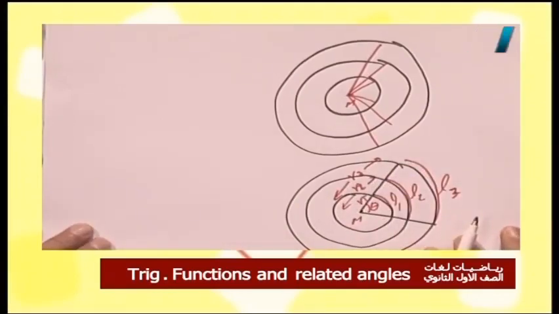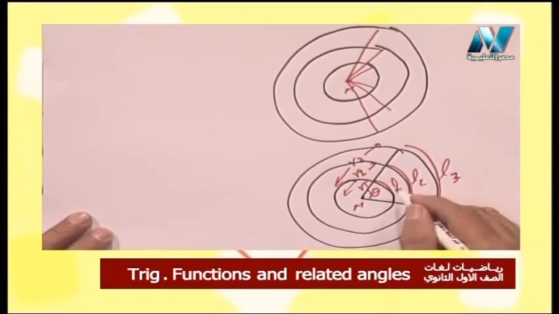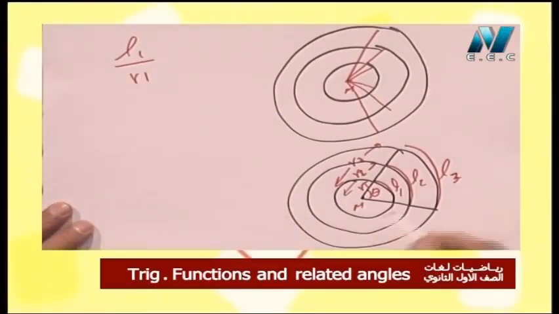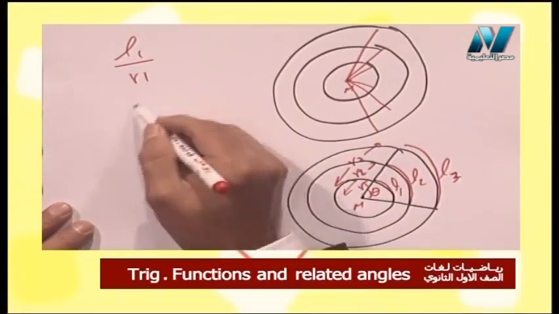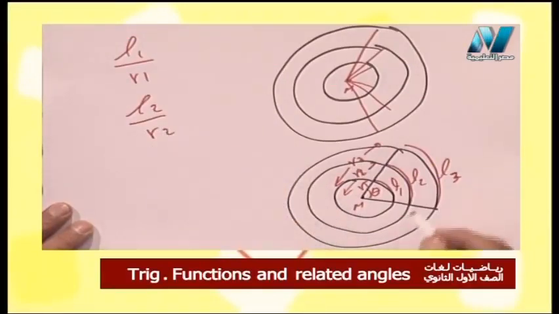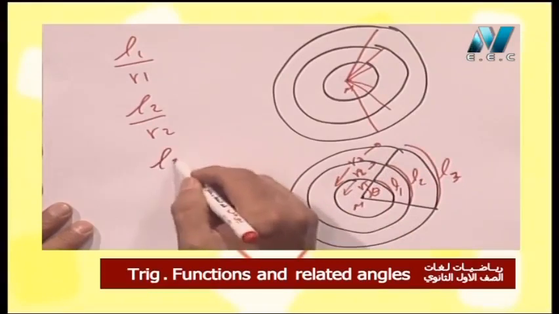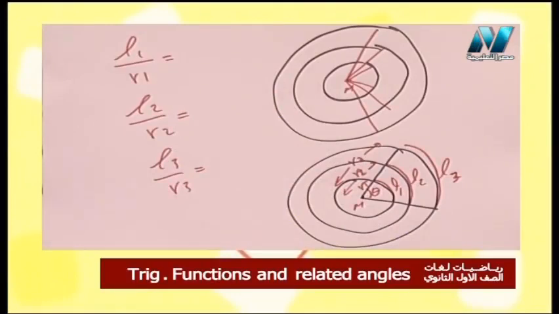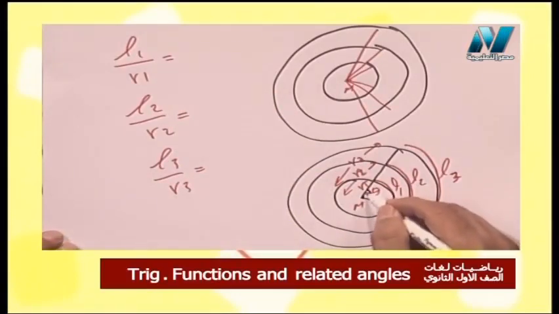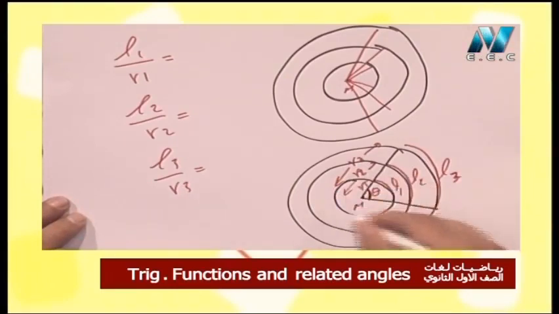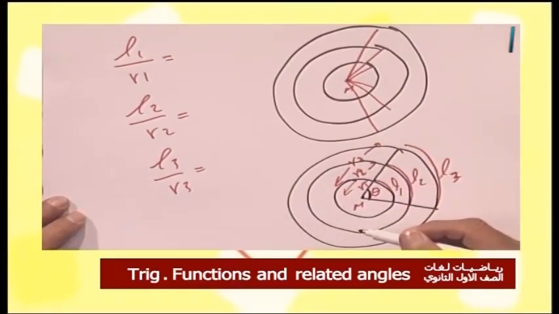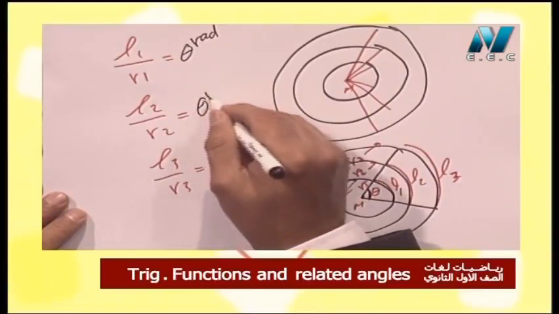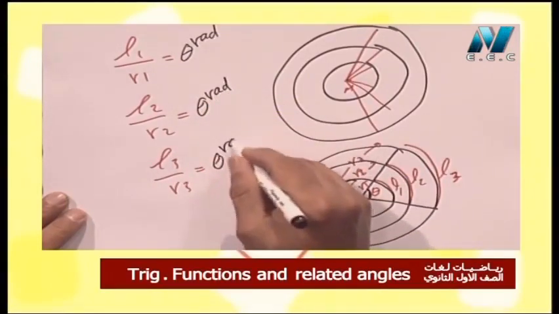When we calculate L1 over R1 here, and L2 over R2, L3 over R3, we have found that it gives us the same theta, the same central angle, even though these circles are different in size or in radius. So it's theta rad here, and also theta rad here, and theta rad here.